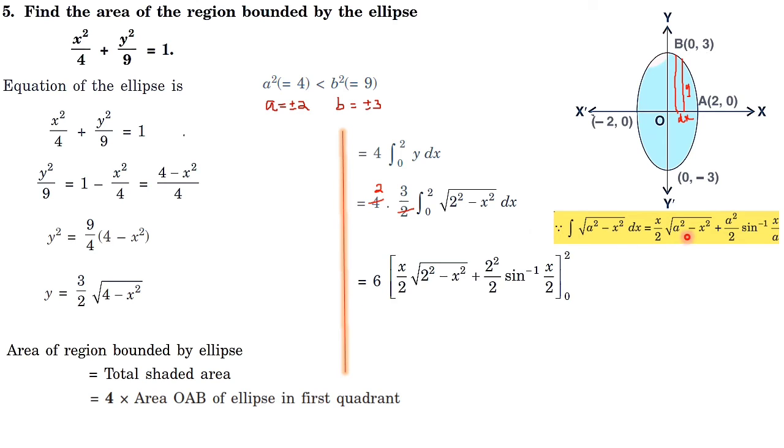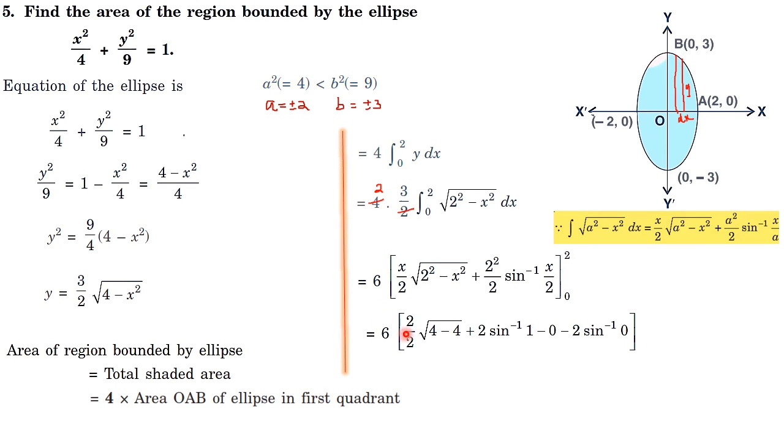Then x by 2 into root of a square minus x square, that is 2 square minus x square, plus a square by 2, here a square is 2 square. Okay, 2 square by 2 into sine inverse x by a, that means x by 2, sine inverse x by 2, apply the limit.